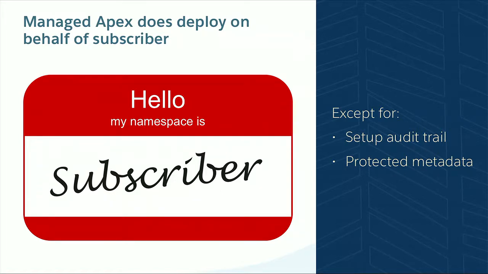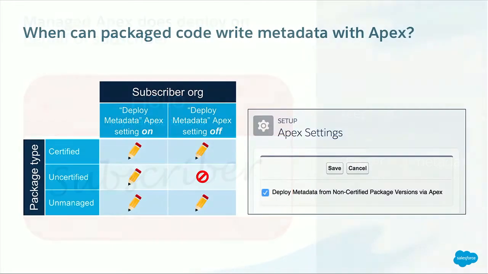A subscriber org can't see protected metadata in a managed package, naturally, but the code that's in the same namespace can see that protected metadata and can modify it. So those are a couple of exceptions to the general rule that the deployment is happening essentially as a subscriber. If you're writing your code and you're trying to figure out what can I do and what can I not do with the Apex Metadata API in a customer's org, basically put yourself in the shoes of an admin or a developer in the subscriber org and ask what you can do and what you can't do, and that'll generally give you the right answer with these two noted exceptions.